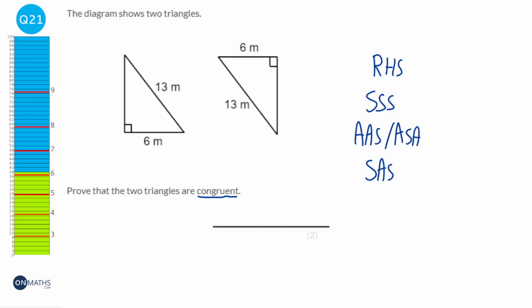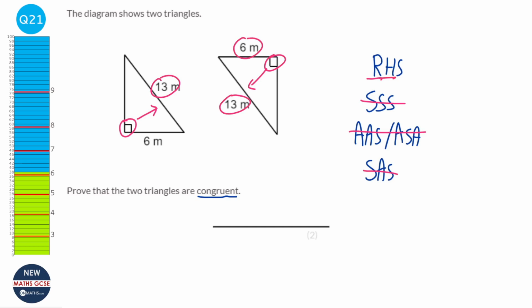In this question, we have a right angle. We only have two sides, so we can cross this one out. And if you look, the two sides are next to each other, then the angle. So it's ASS or SSA. So these don't really fit. But the angle is a right angle. So we've got a right angle on both of them. We have the hypotenuse. And we have a different side that are all equal. So the proof here is RHS.